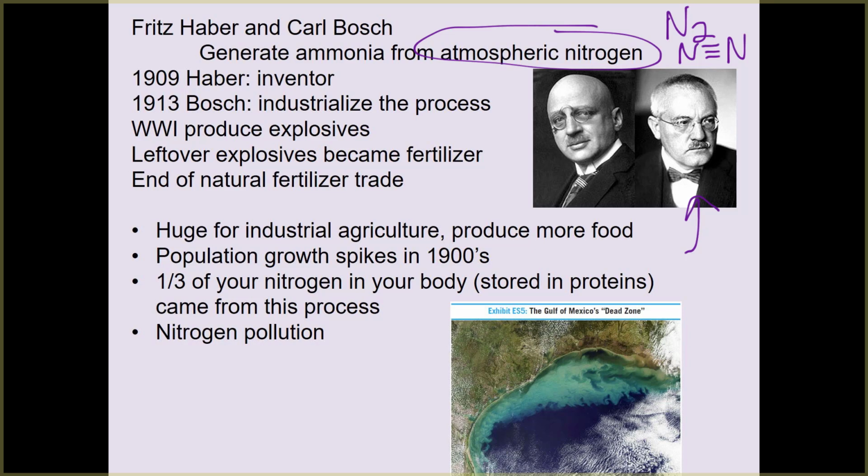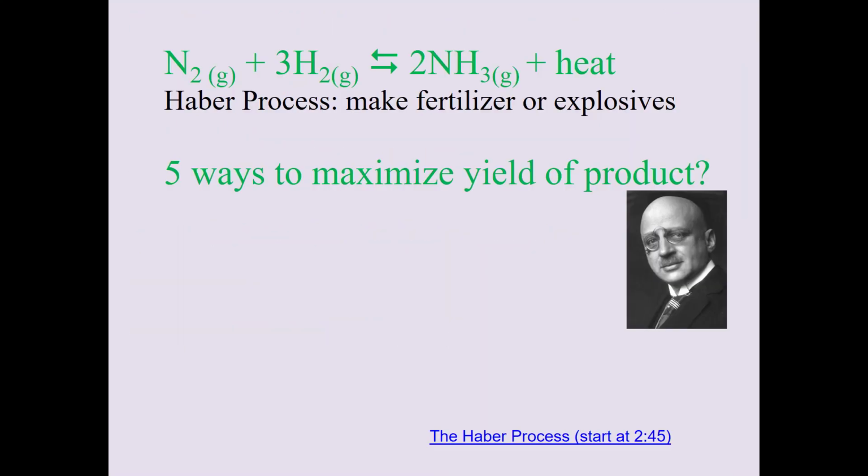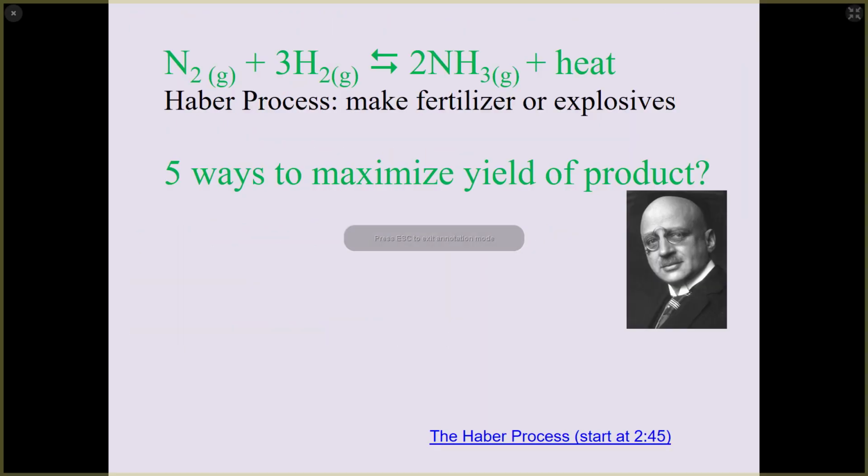Now we have too much fertilizer being produced and we have nitrogen pollution. This bottom picture shows the Gulf of Mexico, with the algal blooms that result from so much nitrogen. Here is Haber's equation. Notice we have all gases, and notice it's an equilibrium type of reaction. We have nitrogen from the air, again triple bonded, and it reacts with hydrogen gas and makes ammonia. It is exothermic because we see the heat on the product side. This is used to make fertilizer, or countries can even use it to make explosives now.